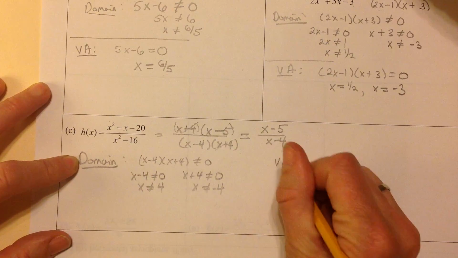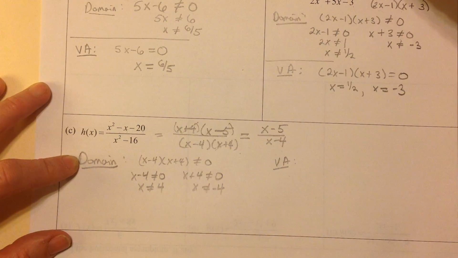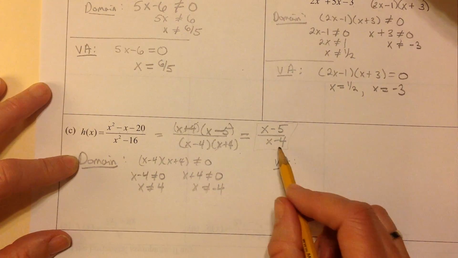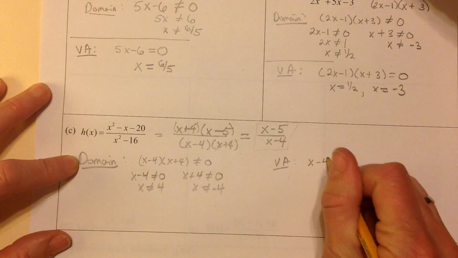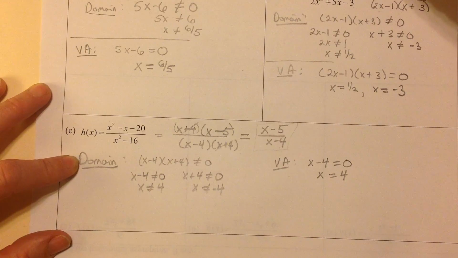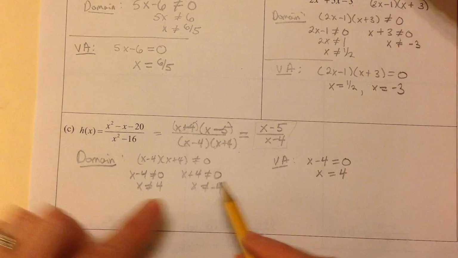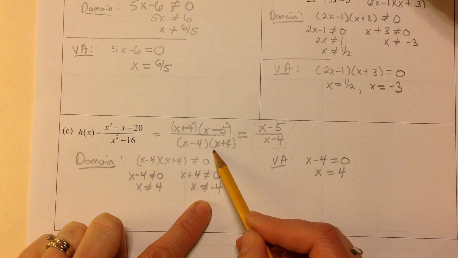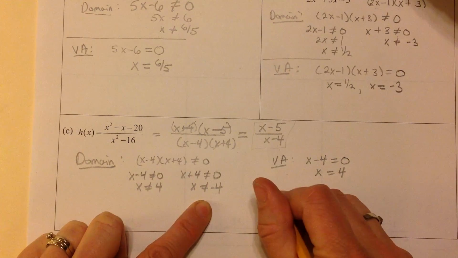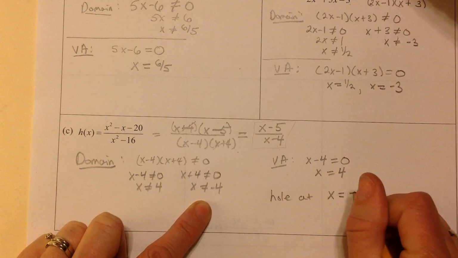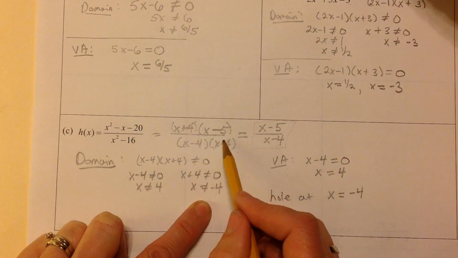Vertical asymptote is similar, but here we see more of a difference. I have to use the reduced form for the vertical asymptote. So now the only factor in my denominator is x minus 4, which I set equal to 0, and I get one and only one vertical asymptote at x equals 4. Now you're probably asking yourself, and it's a good question, what happens at negative 4? Anytime you have a factor that cancels out of your numerator and denominator, you get a hole in the graph. And that hole is going to occur at the x value of negative 4, whatever makes that factor that you've canceled 0.